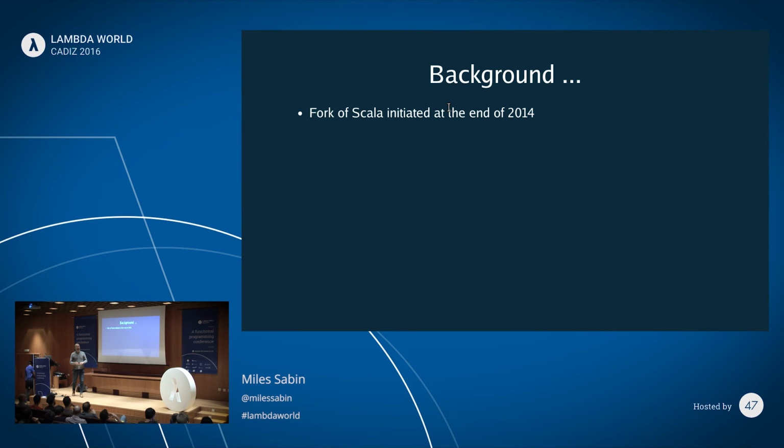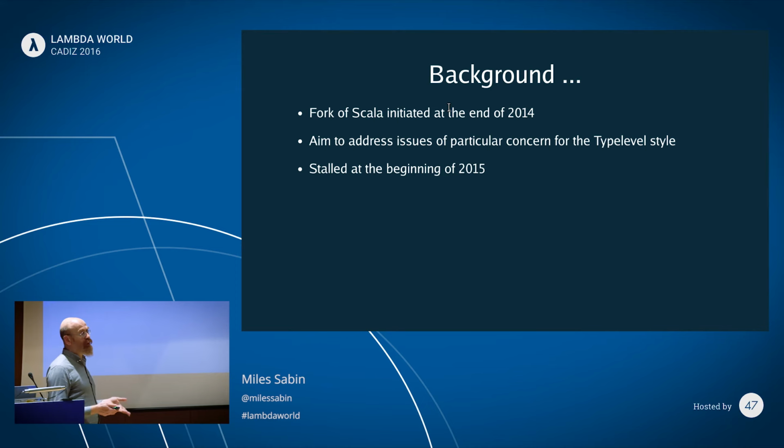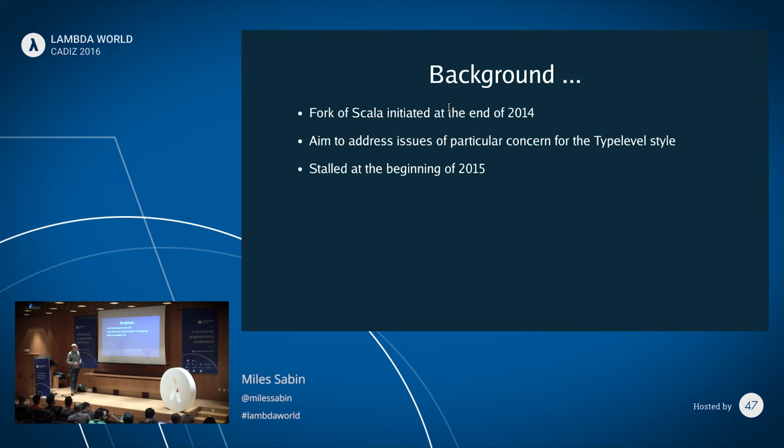So we kicked off a fork at the end of 2014. The aim was explicitly to address the issues that we found in working in the style that's exemplified by the Typelevel projects. It completely stalled at the beginning of 2015. The real reason was that at the beginning of 2015, pretty much everybody who would have been working on Typelevel Scala was working on the Cats project instead, which essentially meant that there was just no bandwidth, no resources for anything to be done with it.